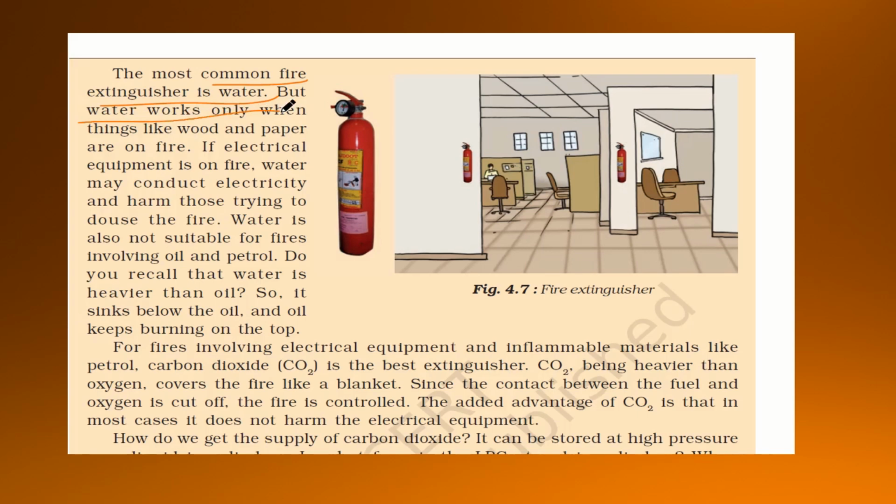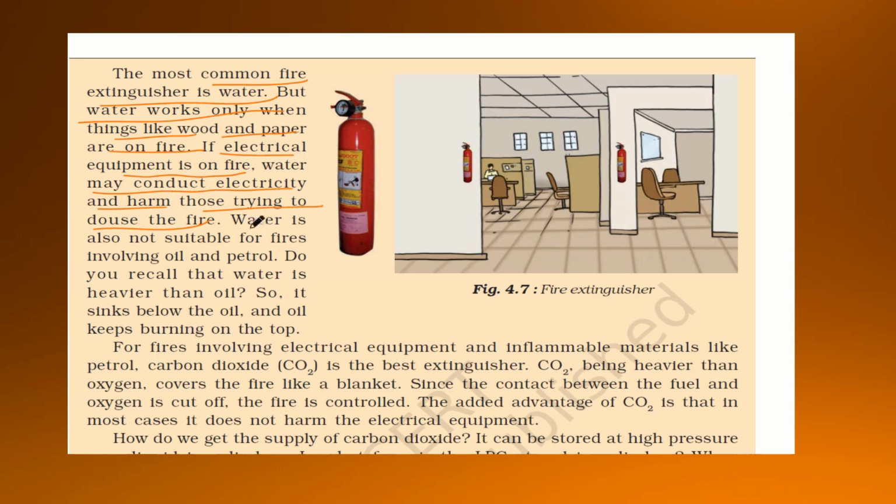So water works only when wood or paper is on fire. But in case of electrical equipment on fire, water may conduct electricity or harm those trying to douse the fire. So what does it mean? Suppose you are having a short circuit, and from that meter or short circuit, fire has broken out in your house. If you are trying to douse the fire with water, what will happen? You may get electrocuted, as water is a good conductor of electricity. You may also get harmed by that electricity.